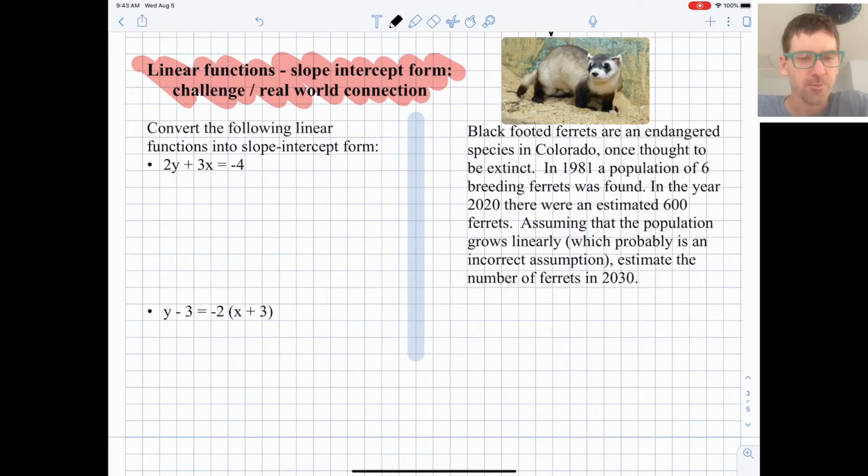All right, this is a little more work we'll be doing with linear functions in slope-intercept form. These are a couple challenges and then a real-world connection. What I encourage you to do is to pause the video, give these a try on your own, see how you do, and then check back in and follow along.